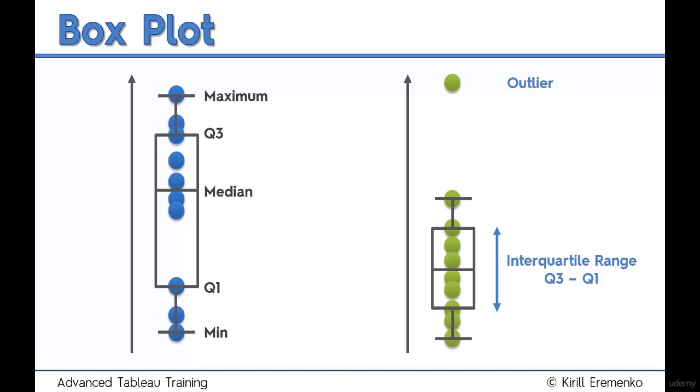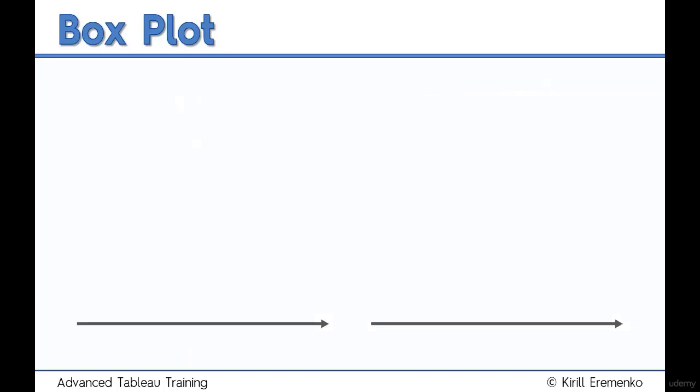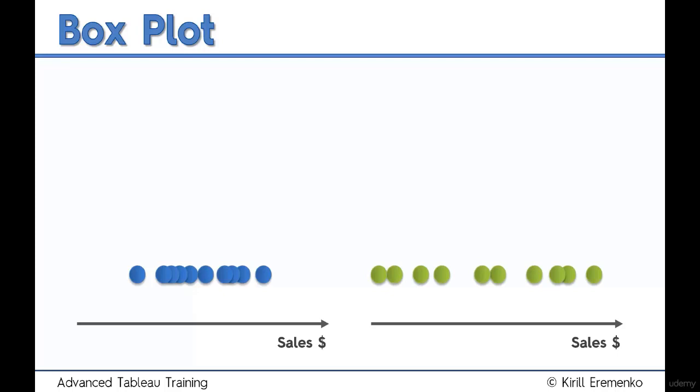Now let's have a look at a few sample use cases of box plots. So here I've got a horizontal axis, and for a change we're going to be looking at horizontal box plots. And to make things interesting, let's say we're analyzing sales representatives and their daily sales. So what would you rather? Would you rather have your observations plotted like this, or would you rather have your observations plotted like this?